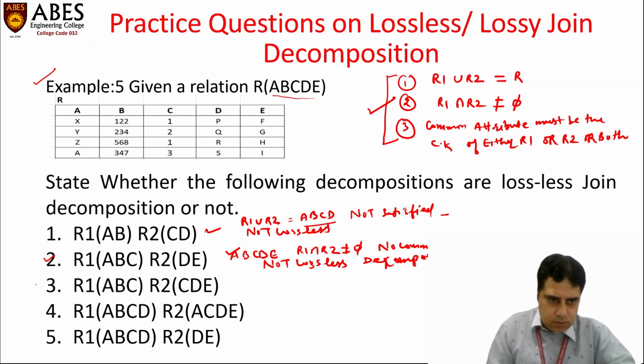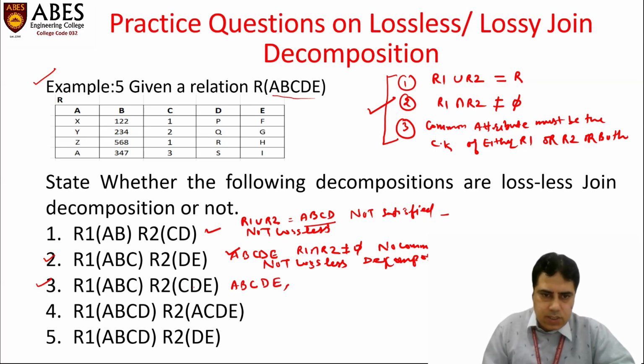Now check the third question. R1 union R2 is A, B, C, D, E. The first condition is satisfied. Now the common attribute C is common, so R1 intersection R2 does not equal phi. So the first condition is satisfied, the second condition is satisfied. Now check the common attribute C. C is the common attribute.